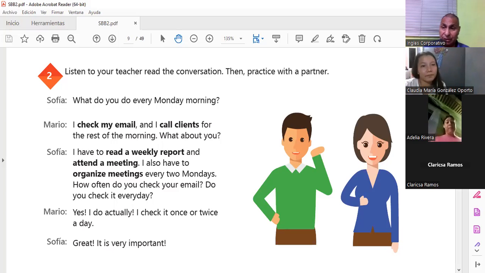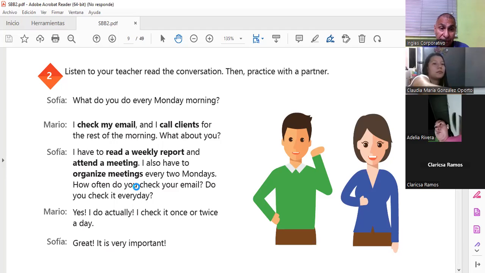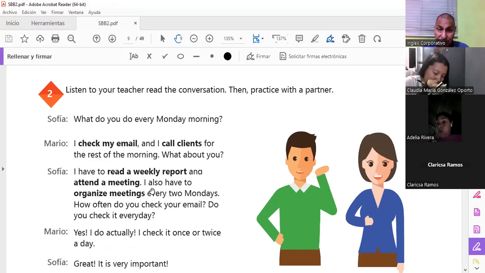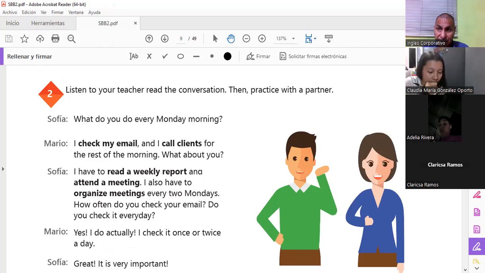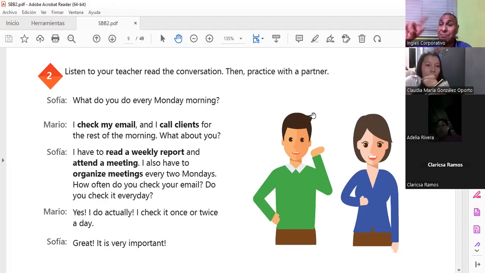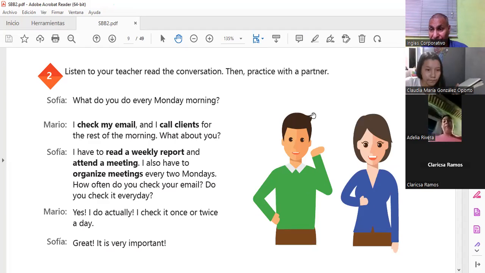Okay, y vamos a poner, Claudia, estas palabras aquí, organize. Esta palabra, organize, recuerda, organize, y la otra palabra, emails. Organize and email. Esas dos palabras tenemos que... Okay, now switch. Switch quiere decir cambien. Switch places. Cambien de lugar. Ahora, Claudia vas a ser Mario y Adelia va a ser Sofía. Okay.